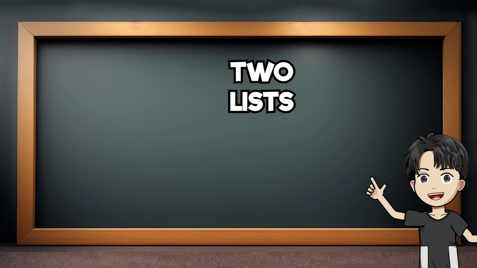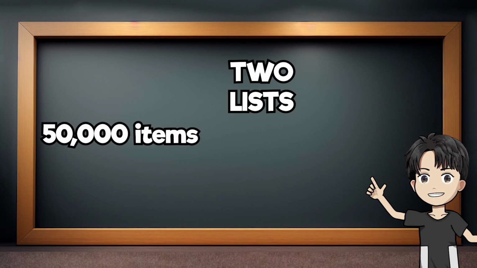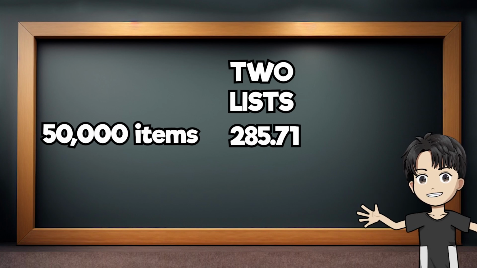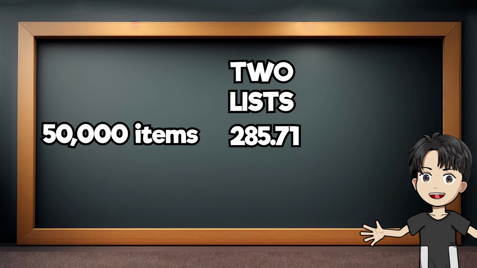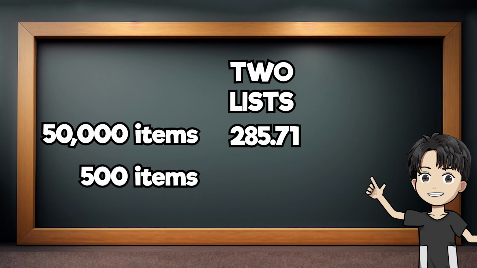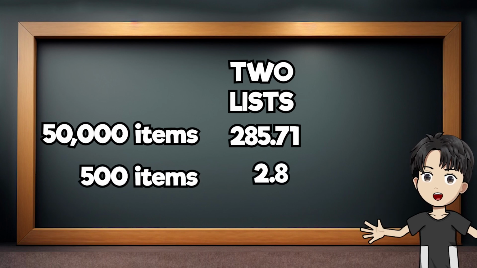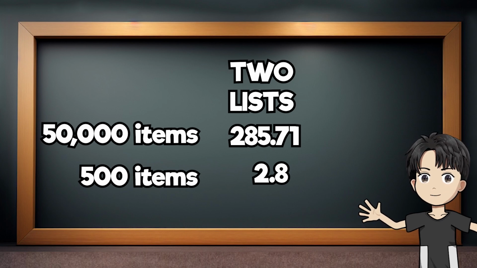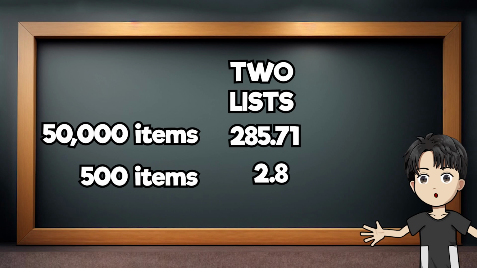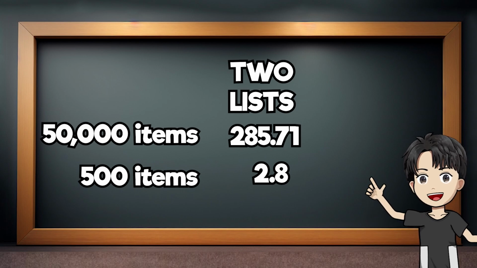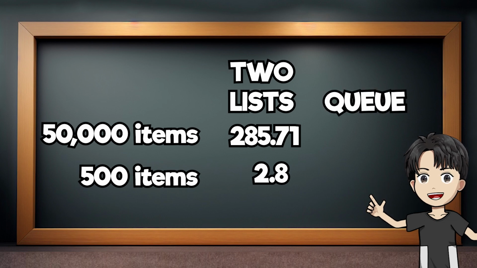The first one is with 2 lists with 50,000 items and recycle over 100 times per frame. It took 285.71 milliseconds on average. Very slow, but usually you will not need to recycle 50,000 items per frame. Let's see now what a usual number can be, like 500. So it took around 2.8 milliseconds on average to create 500 items and recycle them over 100 times. It's not that much time, but thinking that if you're targeting 60 frames per second, 2.8 is quite a lot.